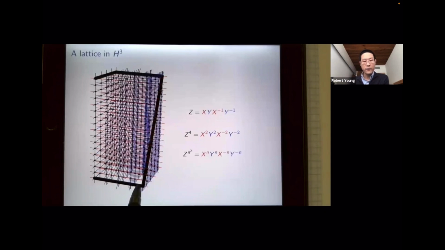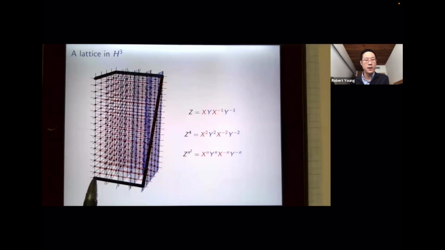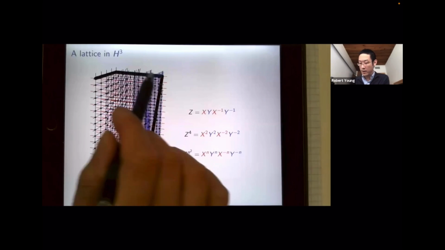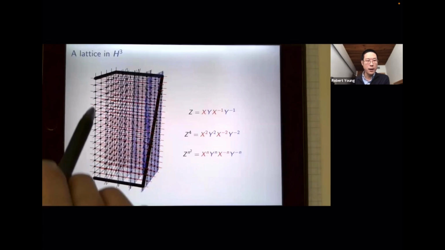In this case, x to the 4th, y to the 4th, x to the minus 4, y to the minus 4 is z to the 16. And more generally, x to the n, y to the n, x to the minus n, y to the minus n is z to the n squared. Going around a spiral, taking 4n steps in a spiral pattern is the same as taking n squared steps going up and down.